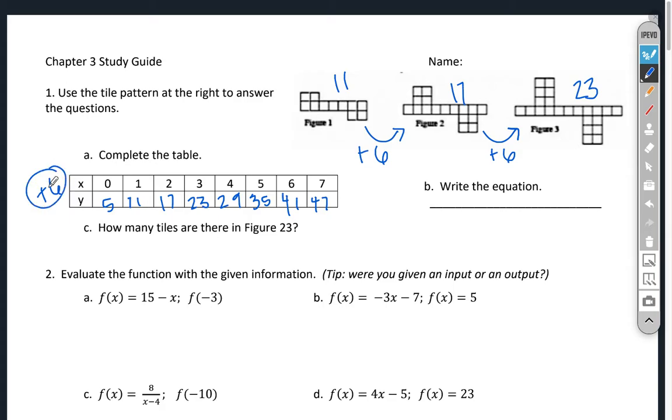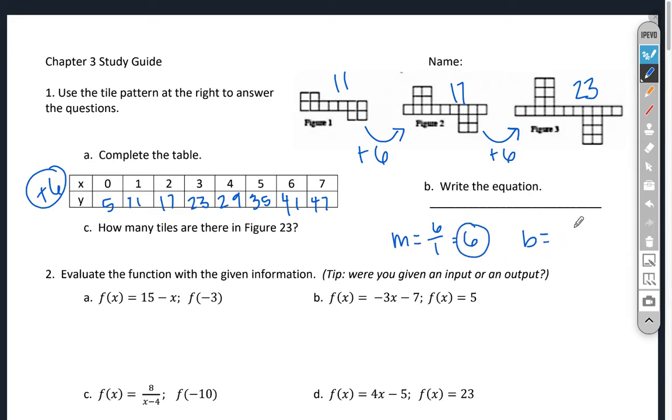All right, now we need to write our equation. So first thing that we need to figure out is what is our m, and then we need to figure out what is our b, and then we can write our equation. So our m is our rate of change or our slope, and in this case we're adding 6, so that is going to be our slope here. It would technically be 6 over 1, which we know is just going to be 6.